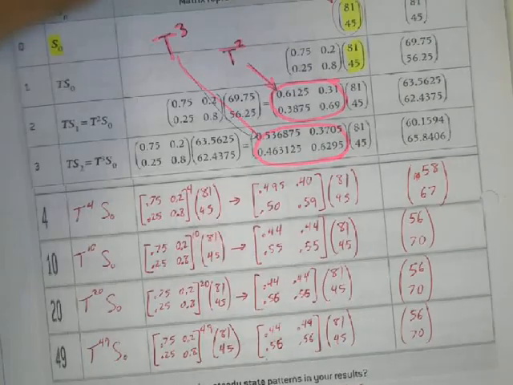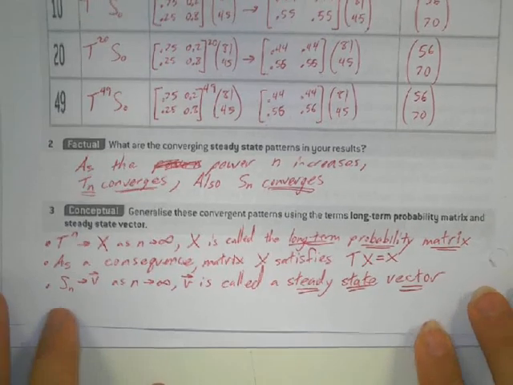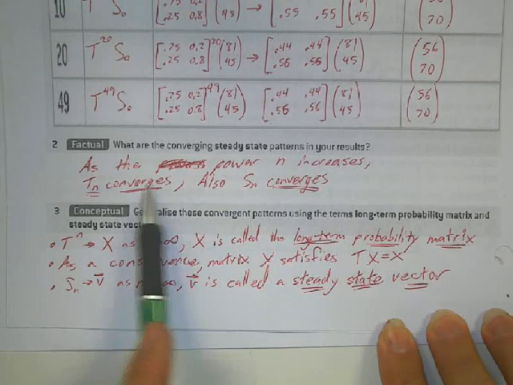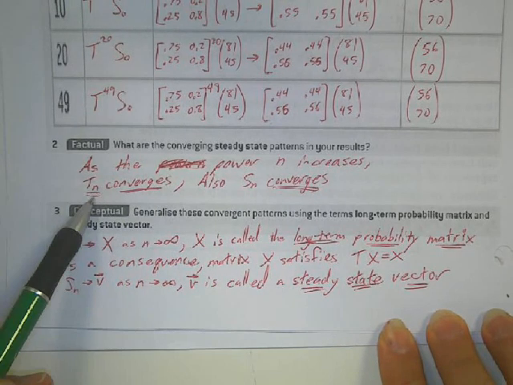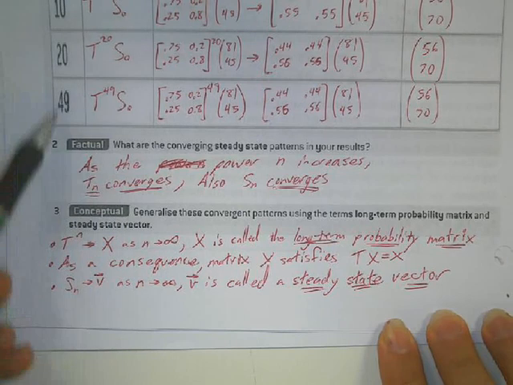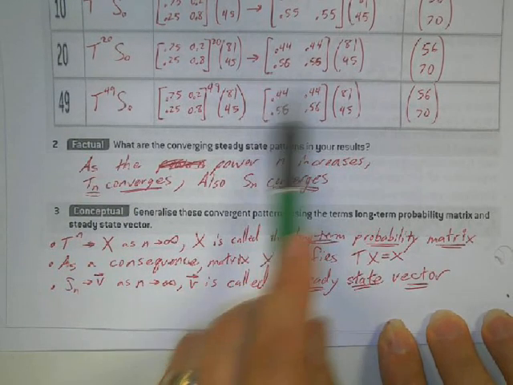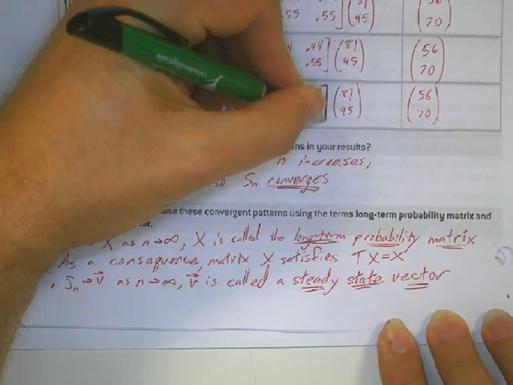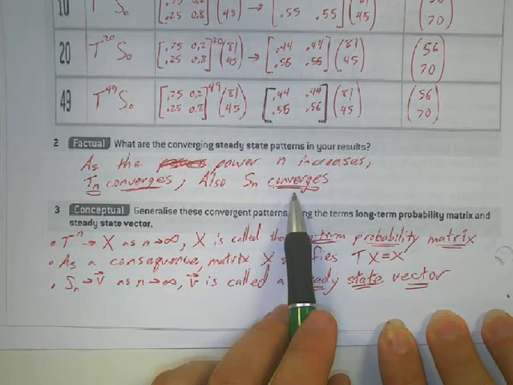You might want to hit pause if you need to check this. Once again, as I said earlier, as the power gets larger and larger, the transition matrix converges, which means the values just stay the same. And also S sub n converges.